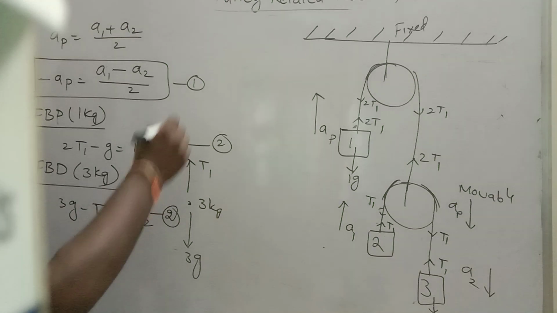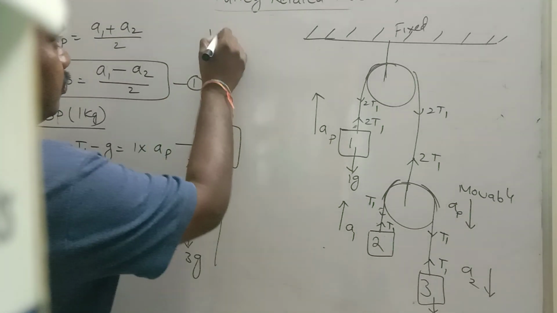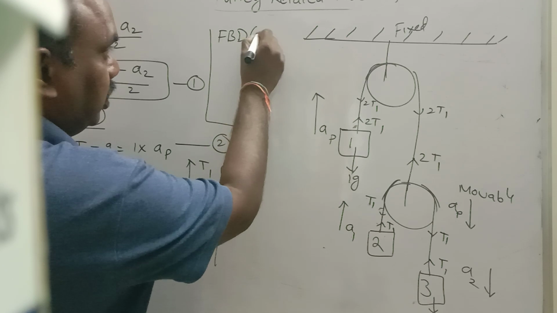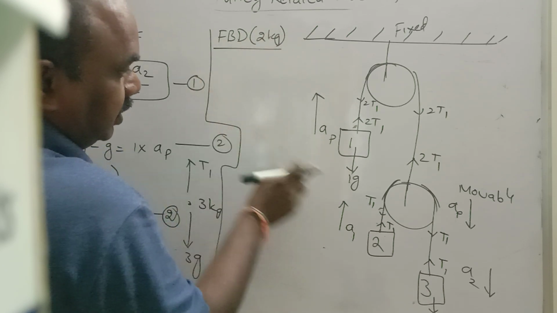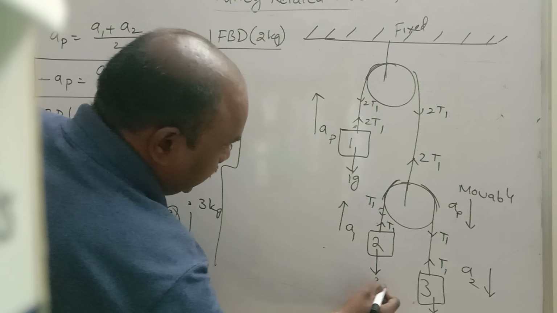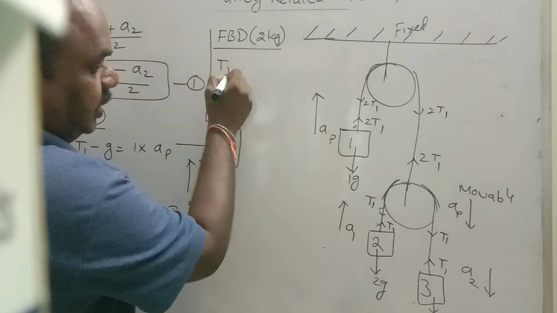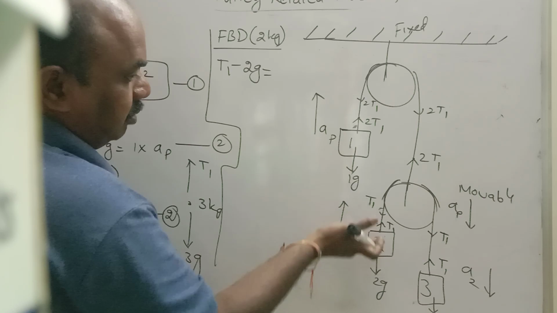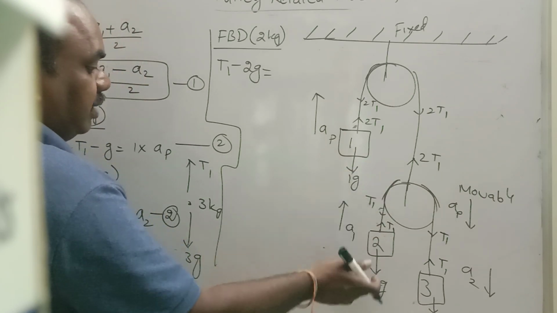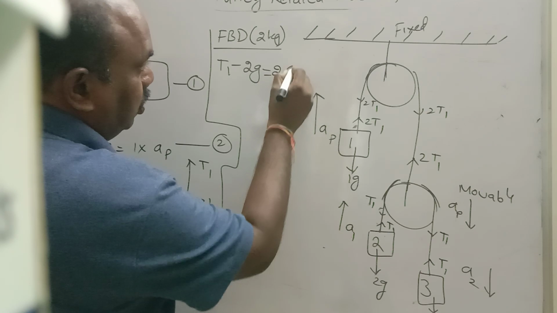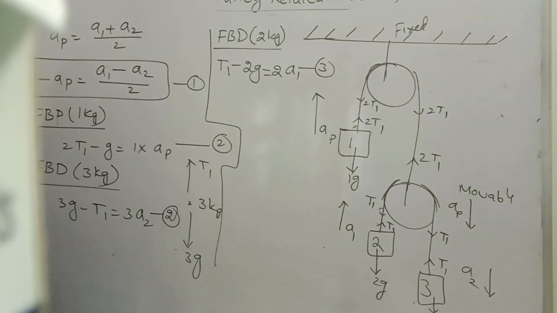Now the next equation. FBD of the 2 kg. 2g downwards, and it is going up. So T1 minus 2g. Greater force minus lower force: T1 minus 2g is equal to MA, 2 into A1. This is equation number 4. If you solve these three, you will get the tension T1, tension T2, then after that A1, A2, A3, all we will find. First of all, note down up to here: T1 minus 2g is equal to 2A1. These three equations I will write once again here.